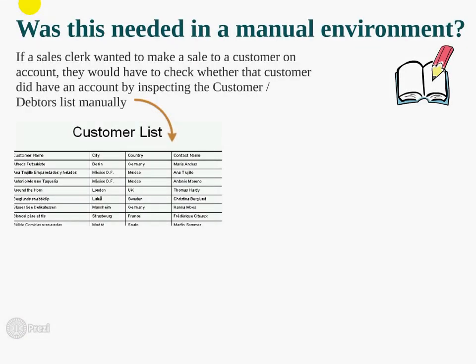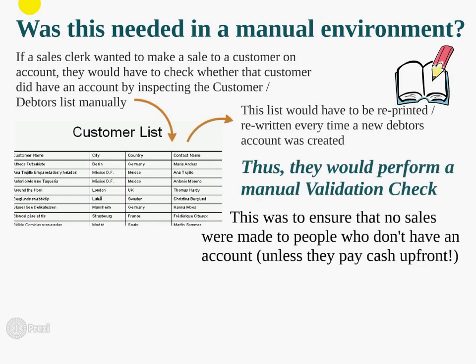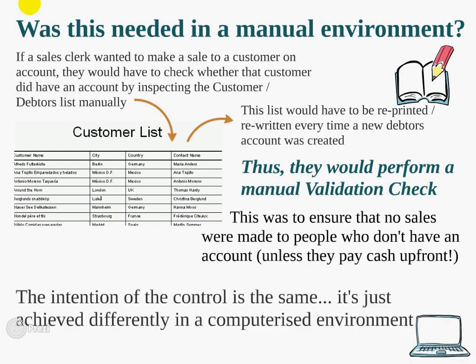Was this needed in a manual environment? If a sales clerk wanted to make a sale to a customer on account, they would have to check whether that customer did have an account by inspecting the customer or debtors list manually. This list would have to be reprinted or rewritten every time a new account was created, because obviously it would then be outdated. Thus, they would perform a manual validation check. This was to ensure that no sales were made to people who don't have an account, obviously, unless they pay cash up front. So again, we can still have validation checks, but they would need to be done manually. The intention of the control is the same, it's just achieved differently in a computerized environment.